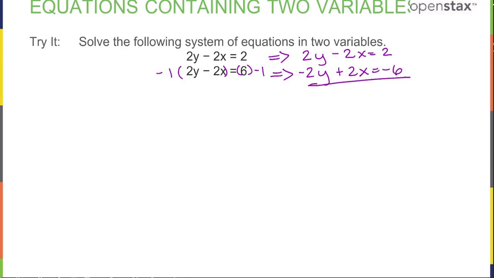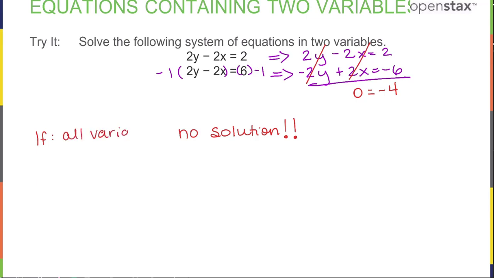So when we add these together, the y's cancel and the x's cancel. That leaves nothing on the left. On the right, we have 2 minus 6, and we get -4. So what does this mean? Because we didn't solve for x. So what this means is there is no solution. That's what that means. So if all variables cancel, then look at the remaining statement.